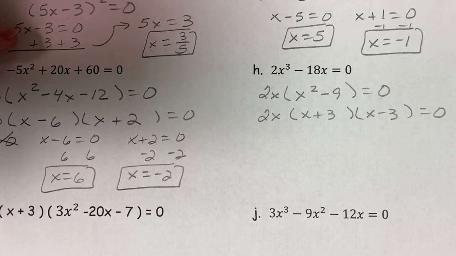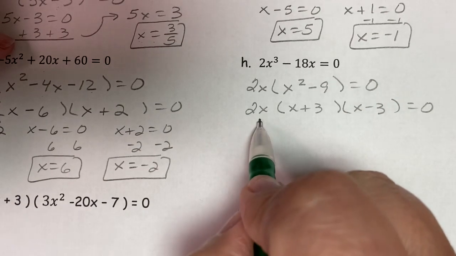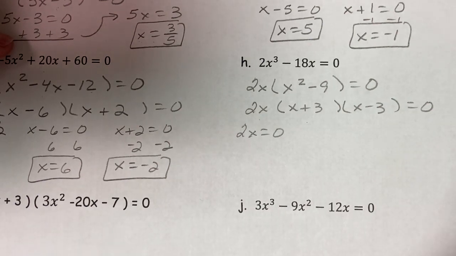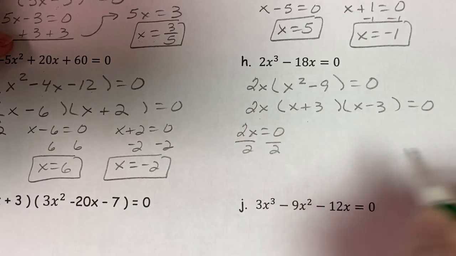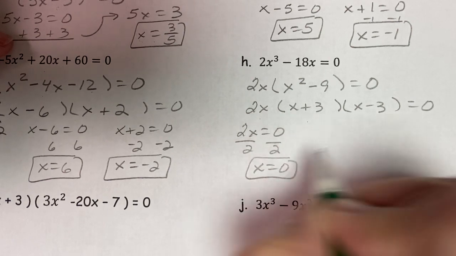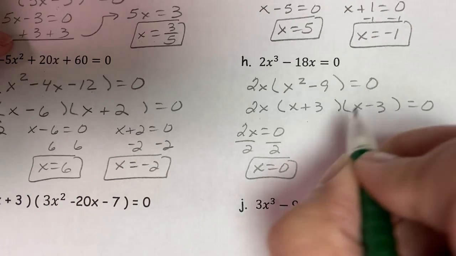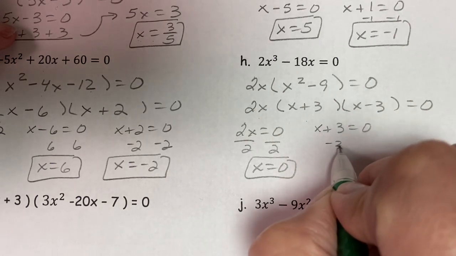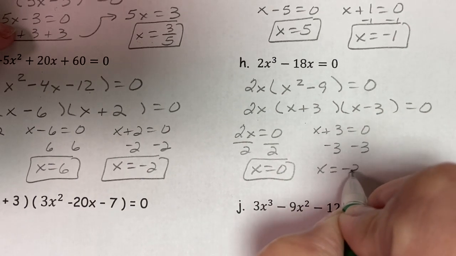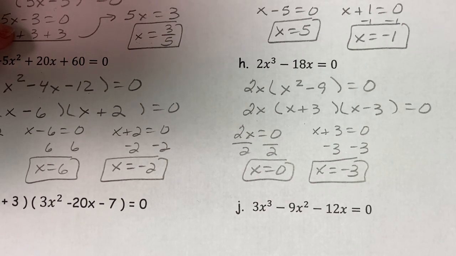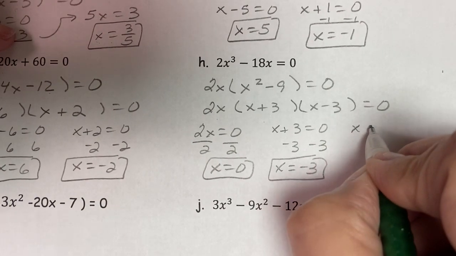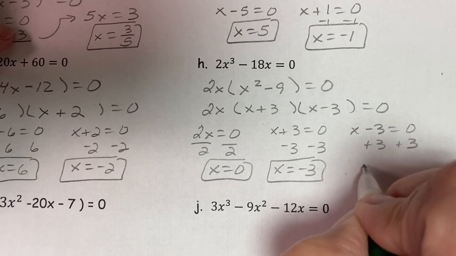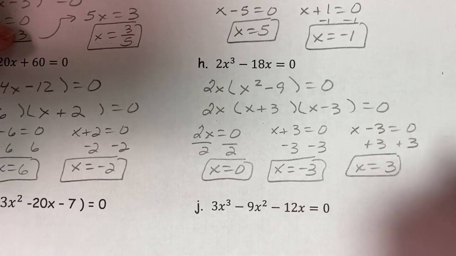So now going ahead and setting each one of the factors equal to 0. If I take this first factor of 2x and set it equal to 0, I'm going to get an answer. There's a variable, so when I divide both sides by 2, I get a solution of x equals 0. Taking my second factor of x plus 3 and setting it equal to 0 and subtracting 3 from both sides, I get an answer of -3. And finally, taking my last factor of x minus 3 equals 0 and adding 3 to both sides, I get an answer of x equals 3.